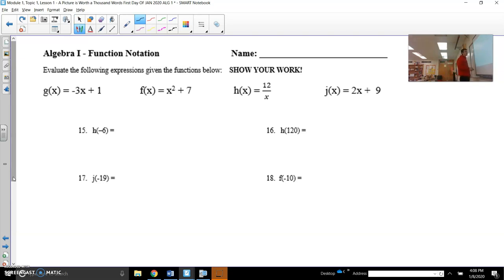So h of -6, I want to find the correct function. That's that third one, 12 over -6. That calculates to be -2. Simple input, simple output.